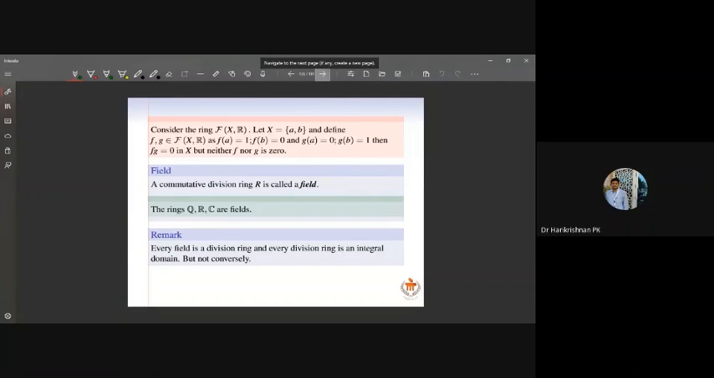So you can see that every field is a division ring and every division ring is an integral domain, but not conversely. Conversely, it is not true. An example of an integral domain which is not a field is the ring of integers. The ring of integers is an example of an integral domain, but it is not a field.